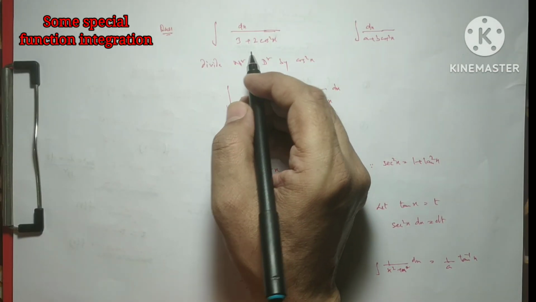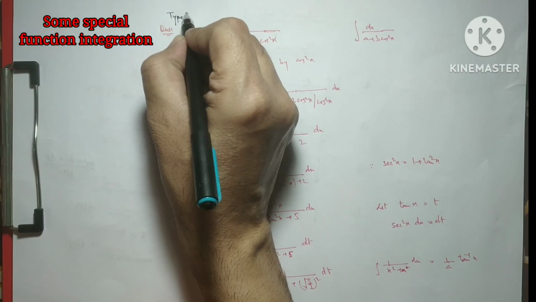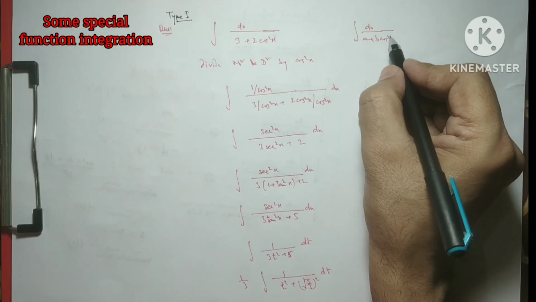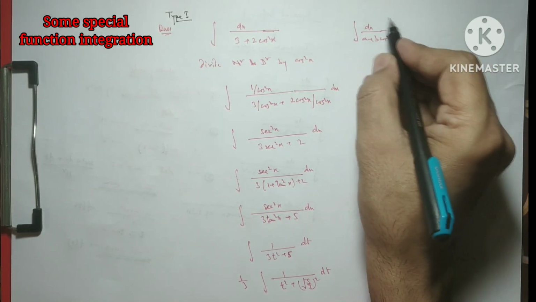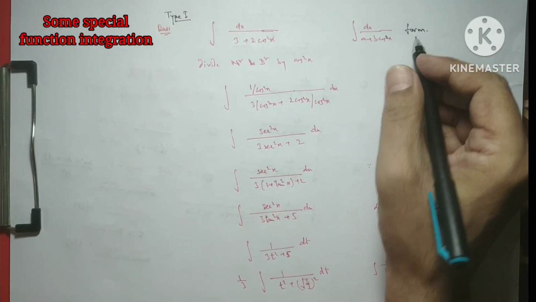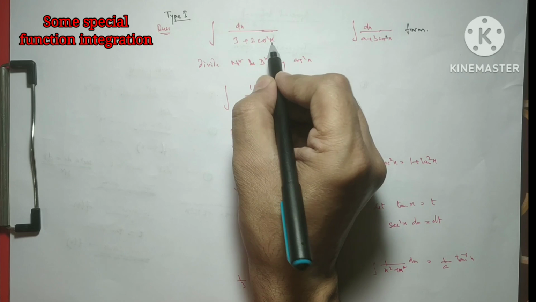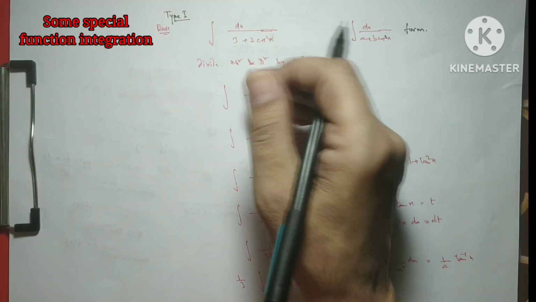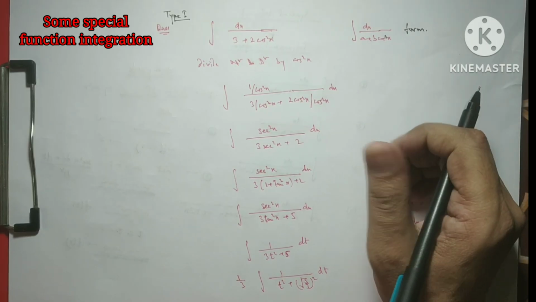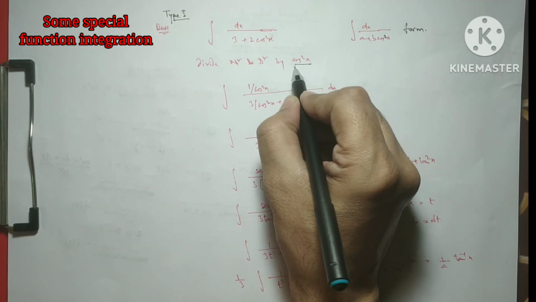Now the question is, we are taking the type 1, which is 1 over a plus b cos square x. So we are taking this format. So according to this, we are taking the question dx over 3 plus 2 cos square x. And as we have discussed, the first step will be we divide numerator and denominator by cos square x.